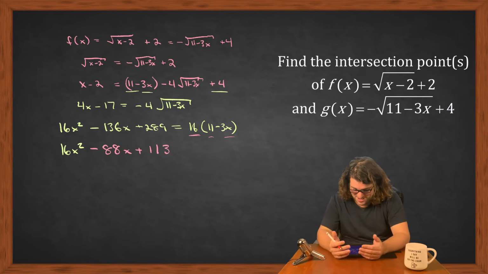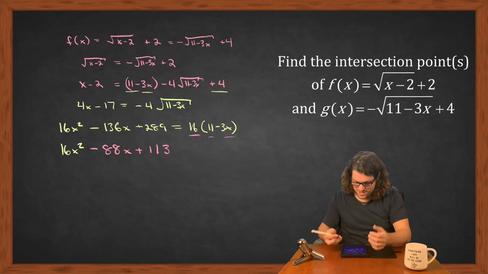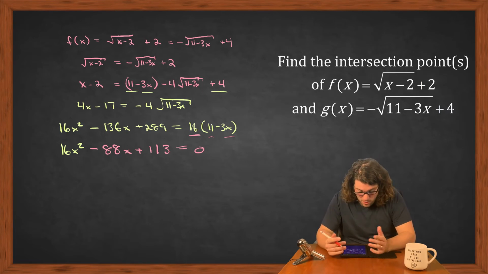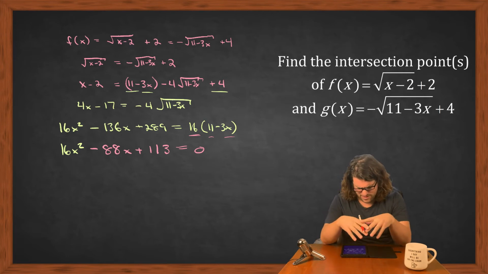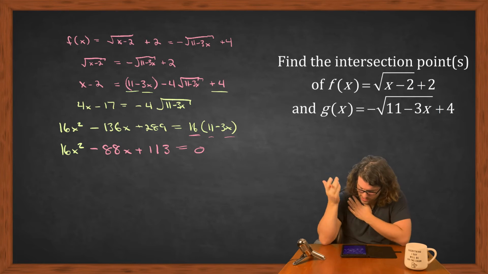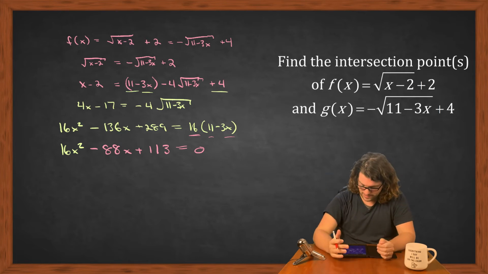113. Who made this question up anyway? I obviously don't like myself very much. I'm hoping that this works out okay. So I'm pretty confident that there is no common factor between 16, 88, and 113. 113 looks prime to me. I may be wrong on that, but it definitely doesn't share any nice factors, I believe.